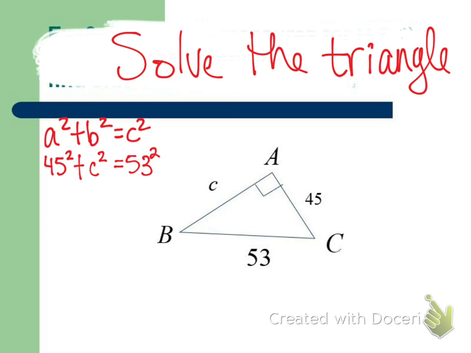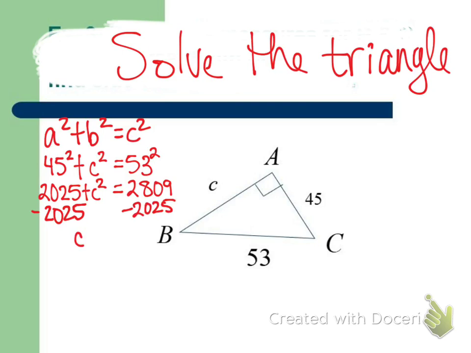All right, 45 squared. It's 2025, plus c squared equals, what's 53 squared? 2,809. How are we going to get that c alone? Subtract 2025 from both sides. 784. C squared equals 784.